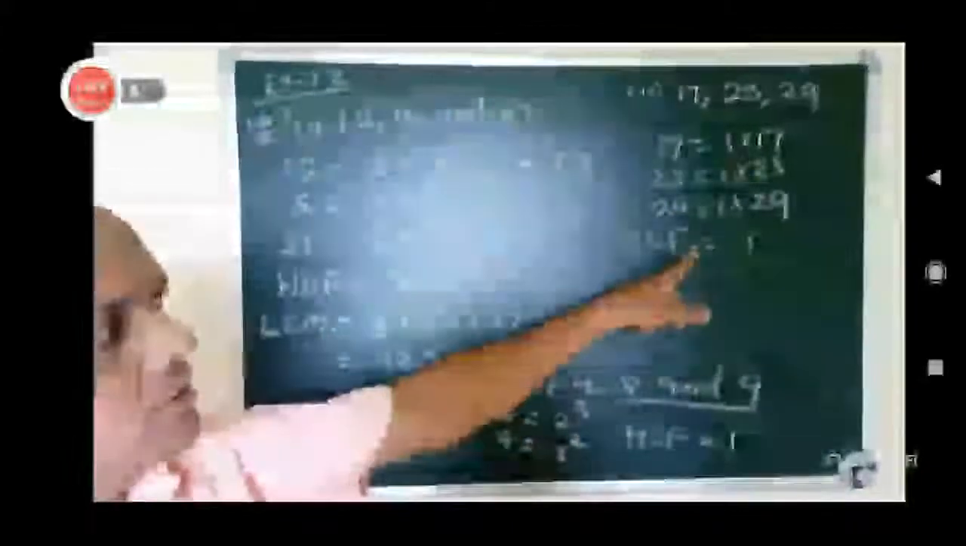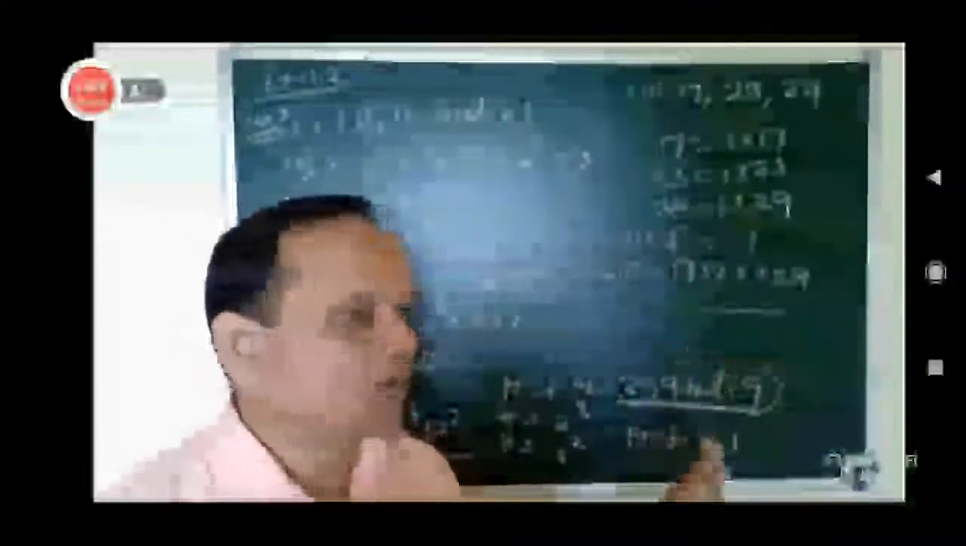HCF equals 1. Here HCF equals 1. LCM equals 17 into 23 into 29. Whatever it may be, you can do it yourselves. Here LCM equals 2 cube into 3 square. Then you can find out the LCM also. This is the process when the numbers are prime numbers or co-prime numbers.